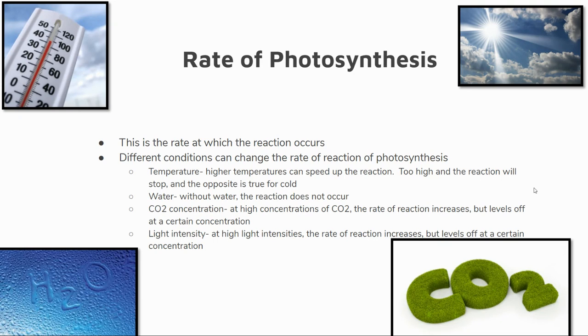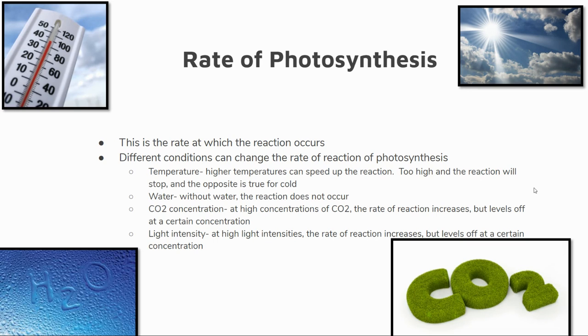So the rate at which this process occurs, both the light-dependent reaction and the light-independent reaction, can be controlled by different things. One of those is temperature. The higher the temperature, the higher the rate of reaction can be. However, if the temperature becomes too high, the reaction will stop. And the opposite is true for being too cold.